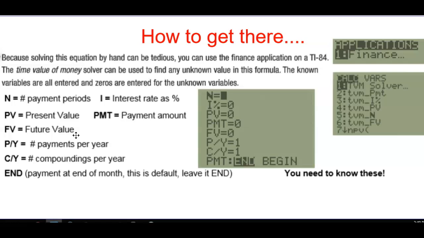FV is future value, and the future value at the end of a loan, you want to pay it off to 0. The future value when you're borrowing, or when you're putting money away for retirement, the future value is what you want to calculate, how much you're going to have when you retire.